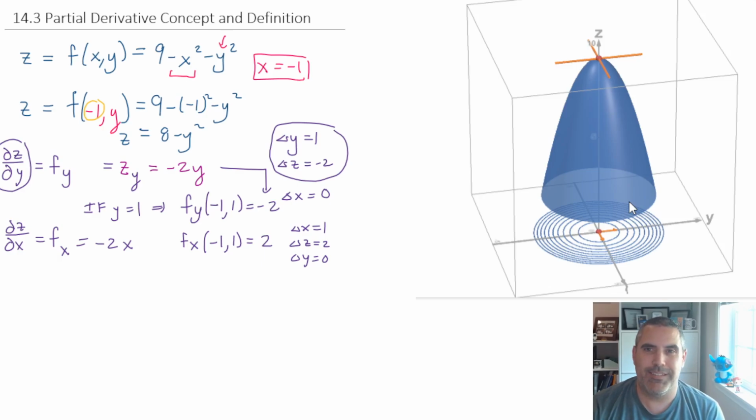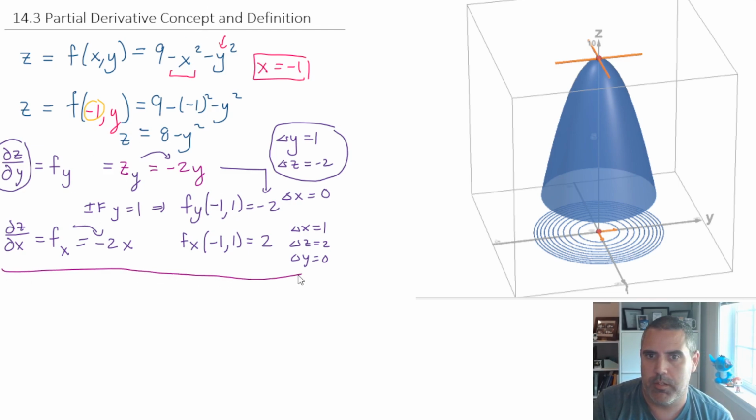Okay, so there's a little taste of what the partial derivative concept is. It's only looking at these two slopes. Now, one natural question is, why can we just do the one variable derivative to compute this? Is that the same as the definition? So a little bit of theory to end this.